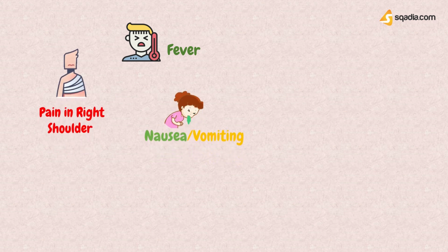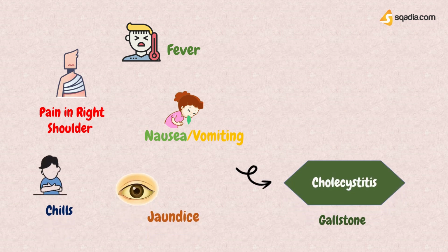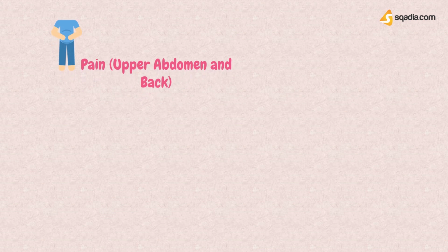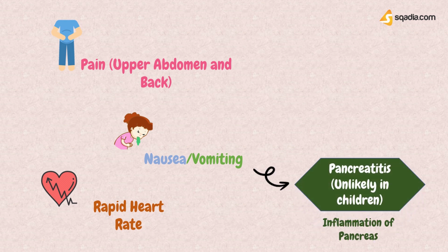If the child shows symptoms like fever, right upper abdominal pain, sometimes pain in right shoulder, nausea, vomiting, chills, and sometimes jaundice, then the disease could be cholecystitis, which means the presence of gallstones, and it's unlikely to occur in children. If the child shows symptoms like pain in the upper abdomen, sometimes in back, nausea, vomiting, and rapid heart rate, then this might give you an indication that patient has pancreatitis, which is unlikely to occur in children. Well, pancreatitis is the inflammation of pancreas.